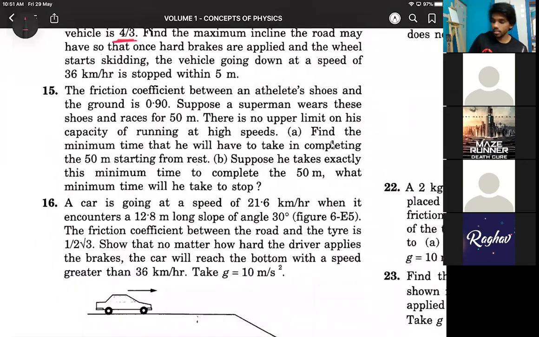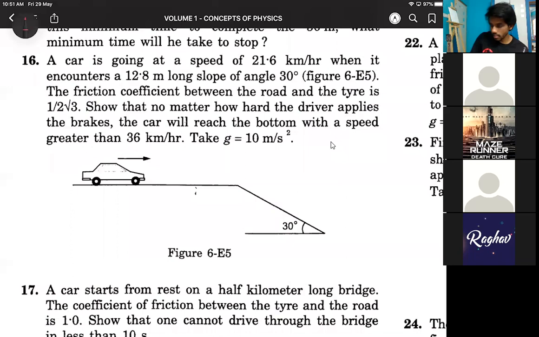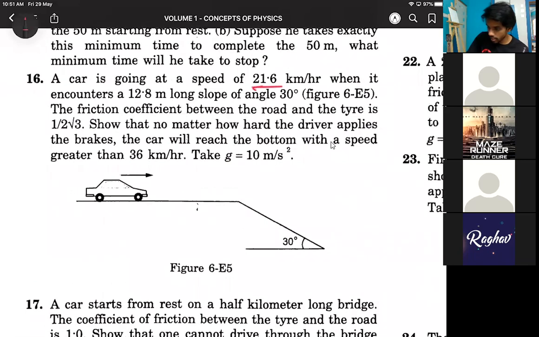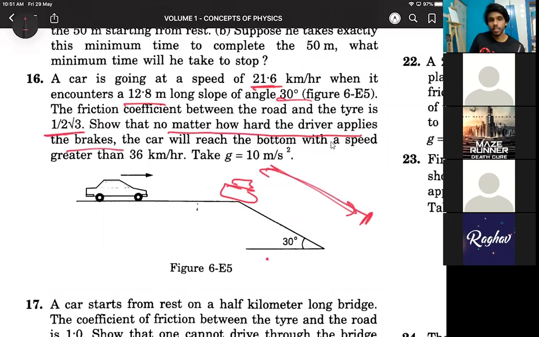I discussed the 15th question. Look at the 16th question. This is a similar question again. He gave the initial speed of the car. The car is here, and the speed is given, and the length of the slope is given. The angle is given. The friction coefficient is also given, so that no matter how hard the brakes are applied, the car will reach the bottom. That is what he's trying to ask.